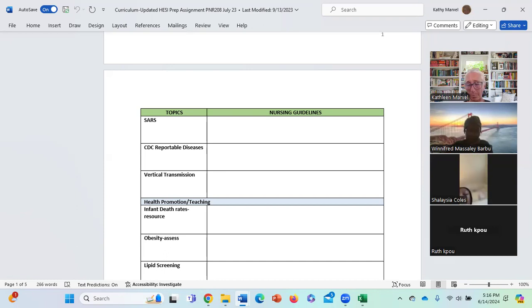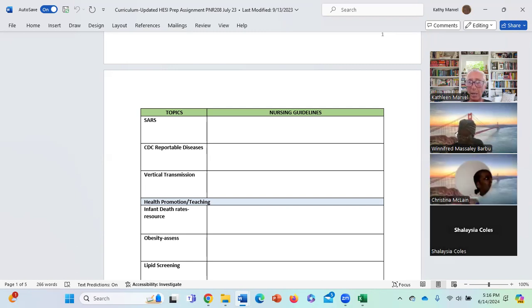Look at your HESI prep. Is it from pregnant women to their babies? Is that what you have in your HESI prep? Does anybody have a more detailed explanation of transition from the mother?